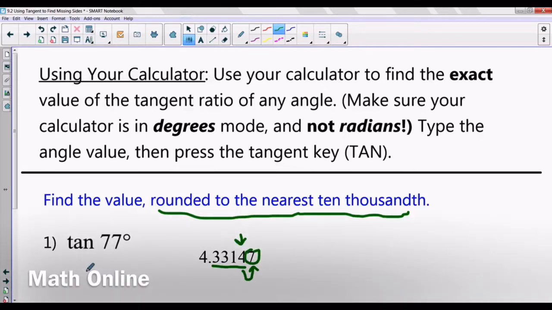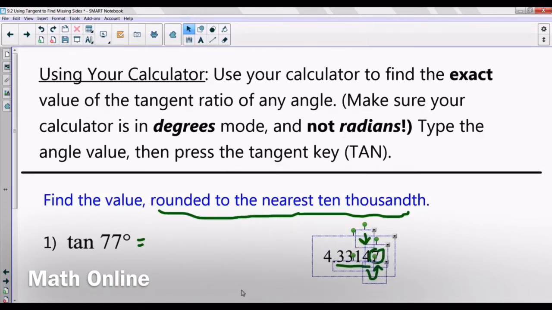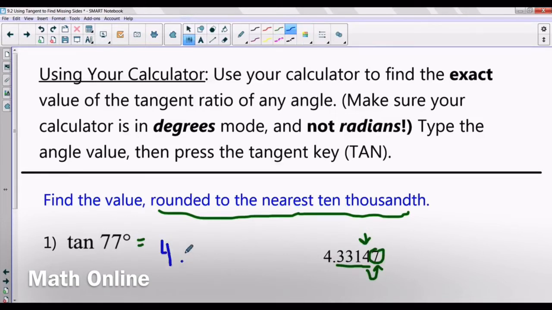We're going to say that our answer is, let me just move this, guys, so we can actually type in our answer. So we're going to say that our answer is 4.331. Instead of 4, we're going to say 5. Okay, so that's how you round to the nearest 10,000.